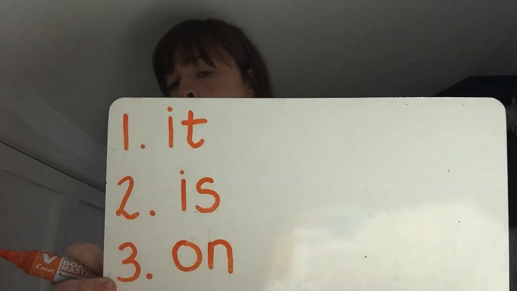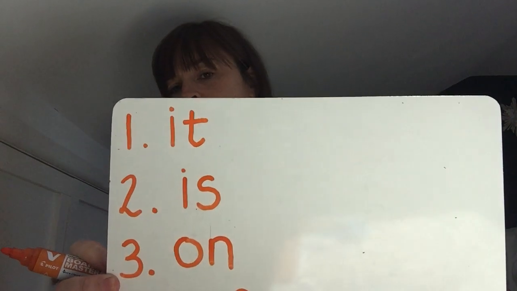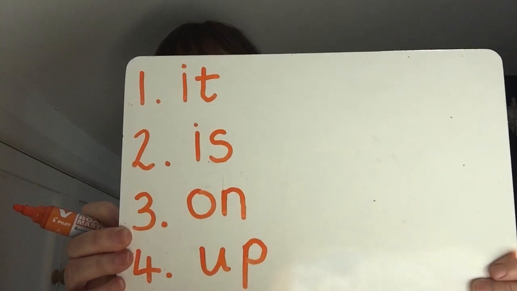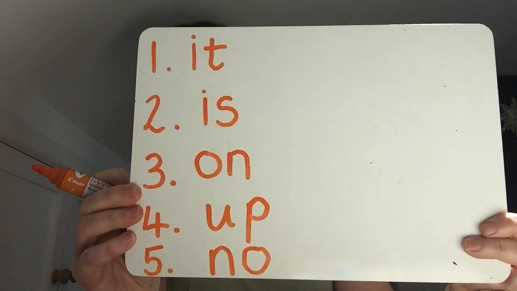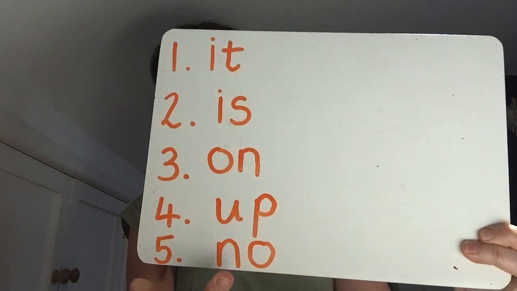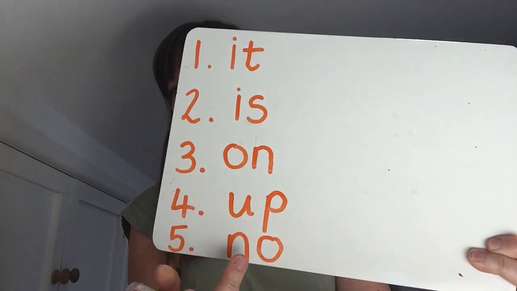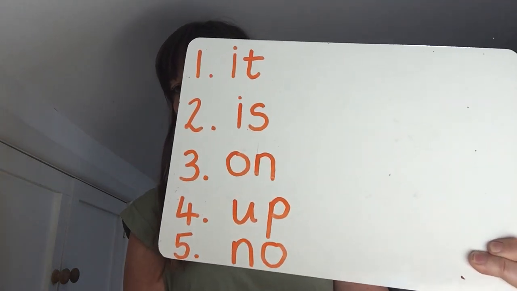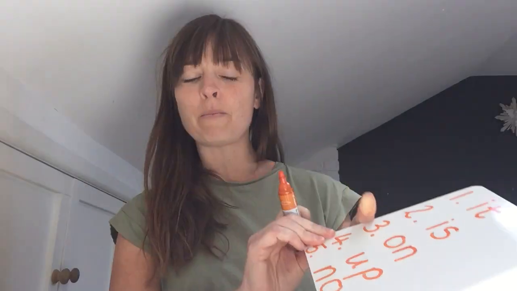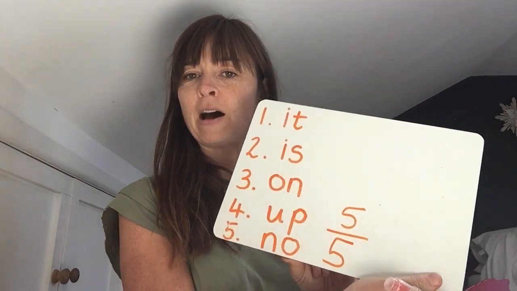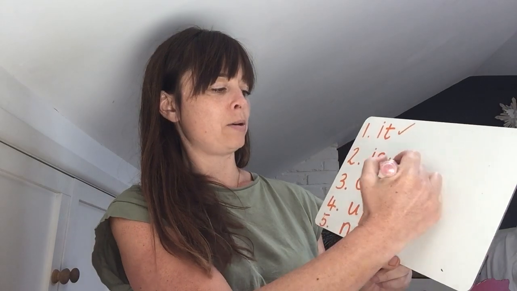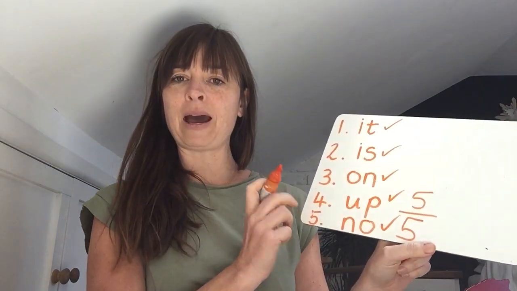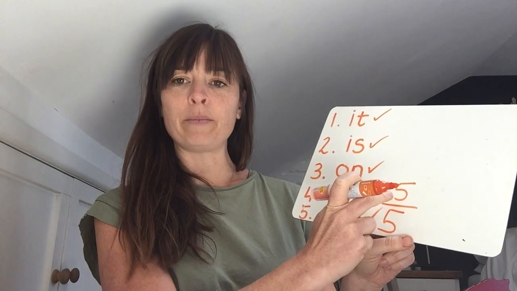Number 3, on. On spells on. Number 4, up. And a p spells up. And number 5, no. N and the O is the opposite of on. The n comes first and then the o afterwards. Okay, give yourselves a mark out of 5. So if you got them all right, you would write 5 out of 5 like that. So you count up your ticks. If you got them all right, you give yourselves ticks like that and then count how many ticks you have and then you put that number at the top.